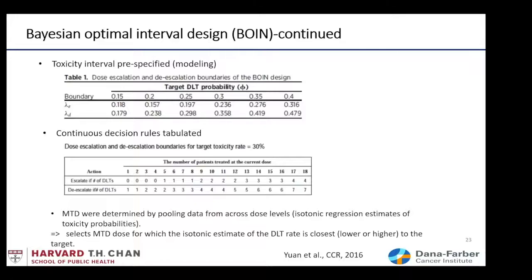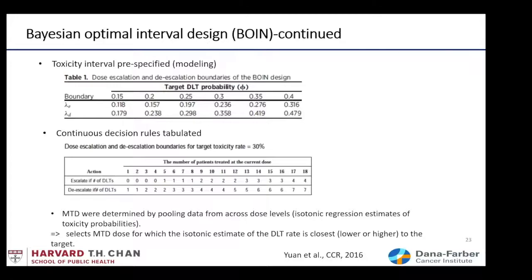And the last part is that when the MTD is determined, it really pulls information from all those levels. The idea is to use isotonic regression to estimate the toxicity probability of all of those levels and select the MTD dose level for which the estimate of the DLT rate is closest to the target. Again, a similar idea: closest could be higher or lower, just based on this regression.